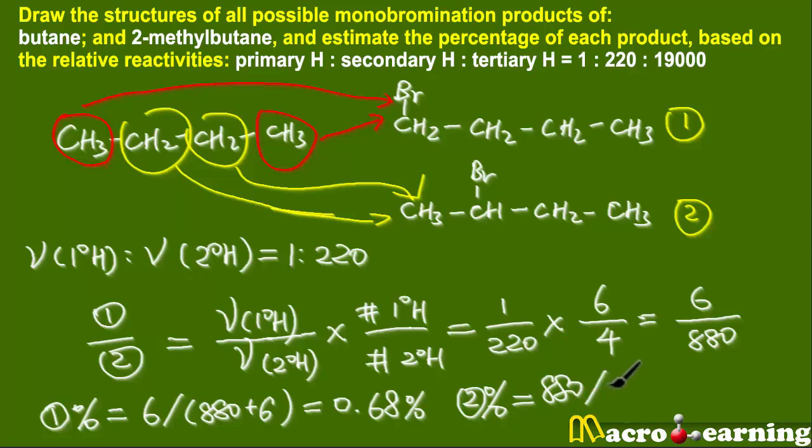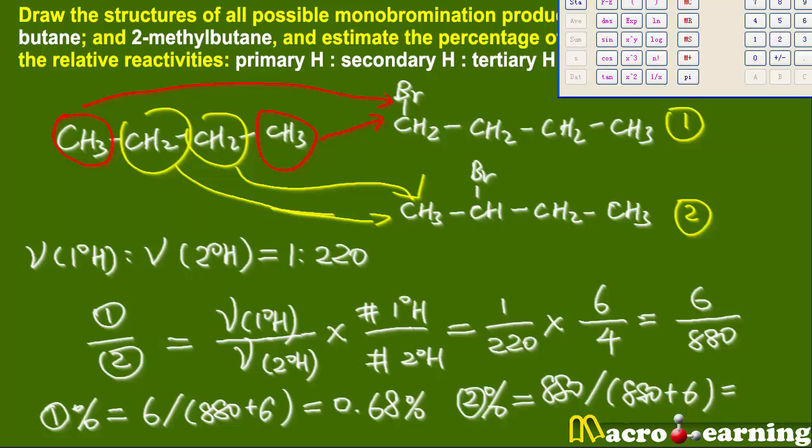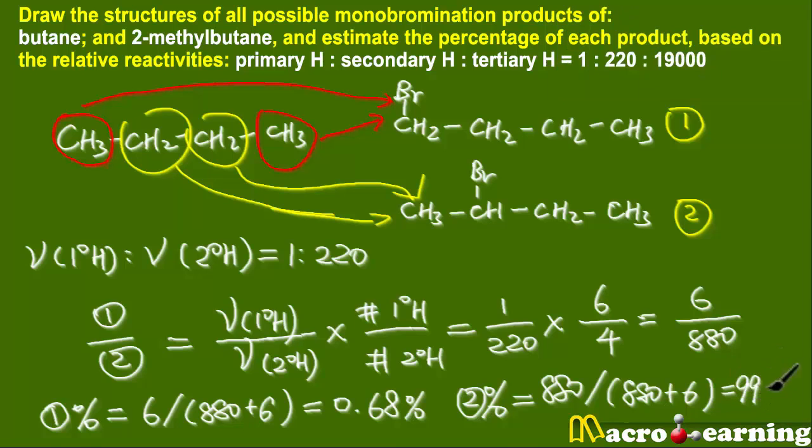And the percentage of number 2 would be 880 over 880 plus 6, being 880 over 886, 99.32%. Okay, well, the other way to get this is simply take this and subtract it from 1 or 100%, and you get the same number. Okay, so that is it for butane.